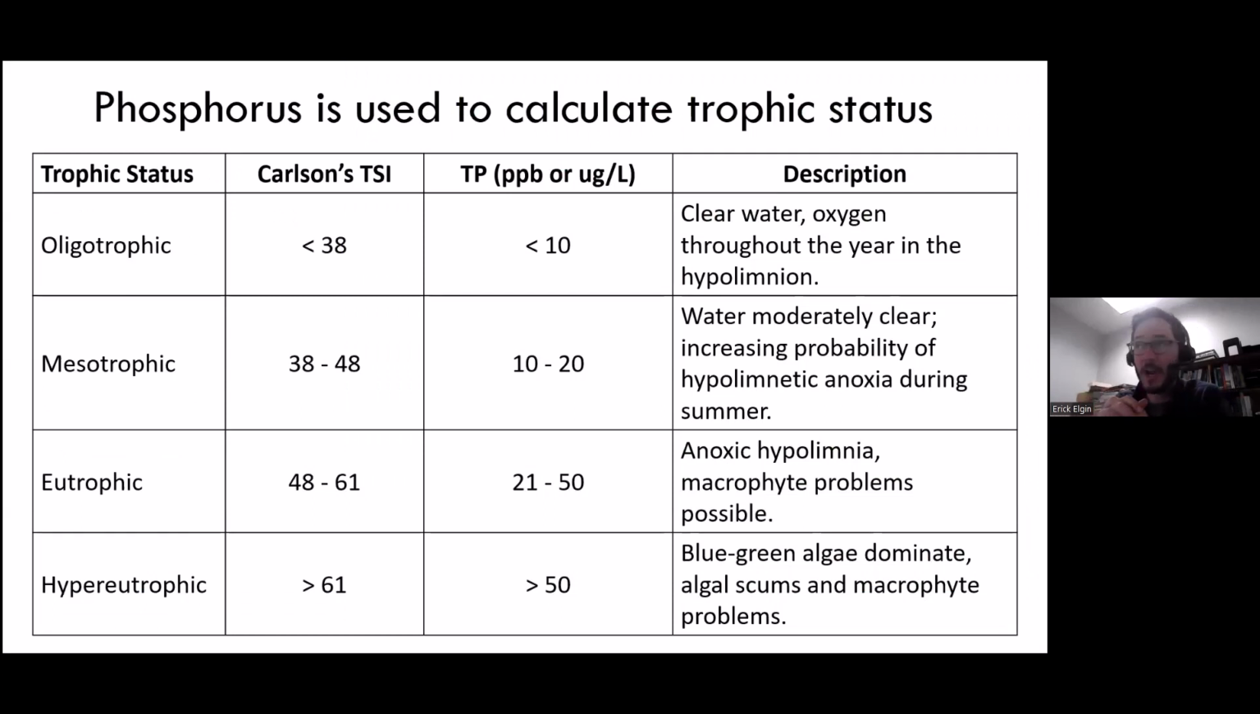Phosphorus is one of those parameters that we use to calculate the trophic status. So is your lake oligotrophic, mesotrophic, or eutrophic? For example, if your lake is oligotrophic, that means you have less than 10 parts per billion of phosphorus in your water, and that leads to clear water, oxygen throughout the year in the lower parts of the lake, and so on and so forth. As we get more phosphorus, we become mesotrophic, eutrophic, and potentially hypereutrophic.